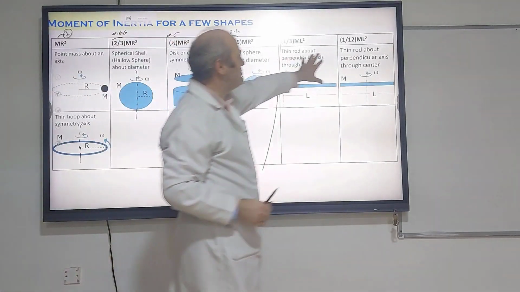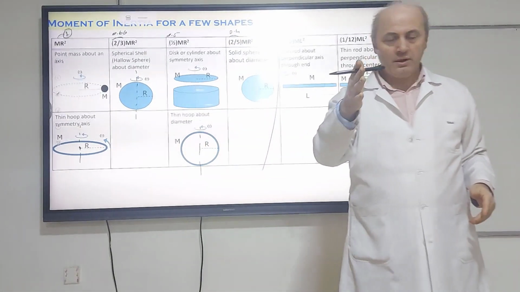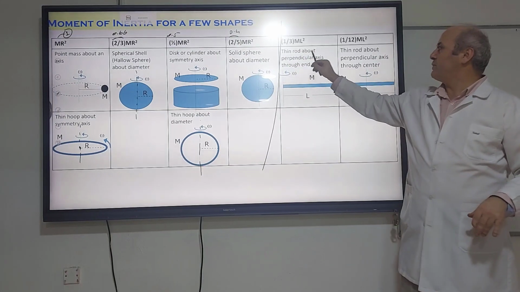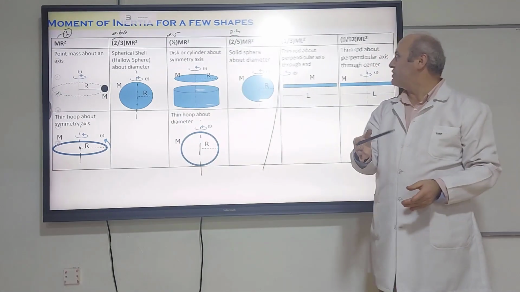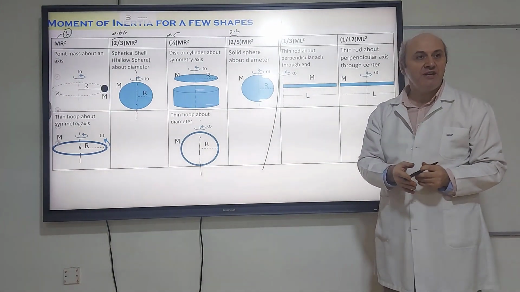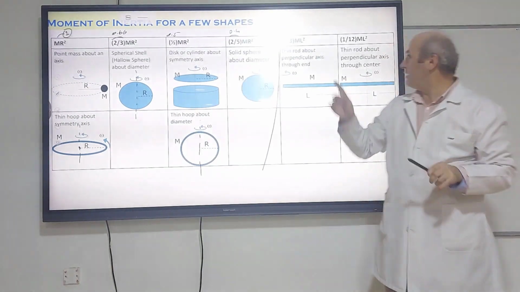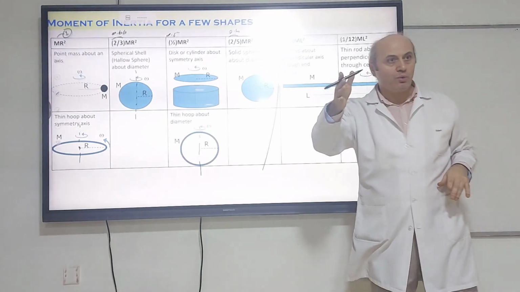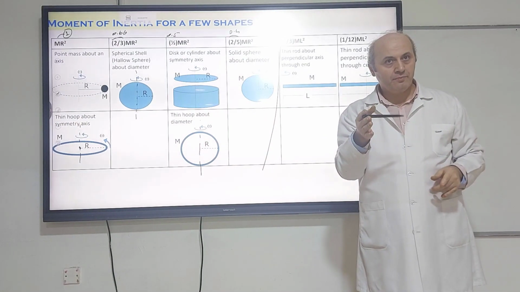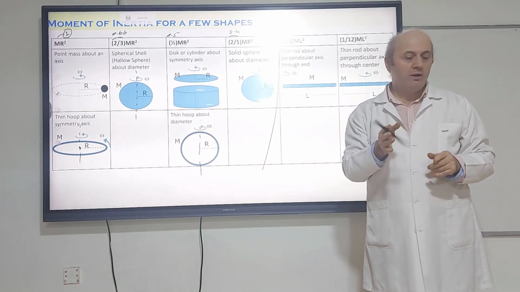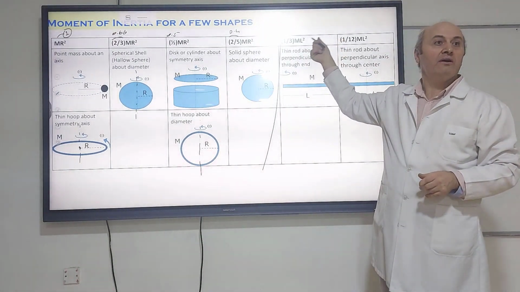And we also have a few more shapes in the book. One is a thin rod, like a pen. The first one is a thin rod about a perpendicular axis through the end. You are going to rotate it from the end in this case. Moment of inertia is going to be 1/3 ML squared, where M is the mass of the pen or rod and L is the length of the rod. And the other one is 1/12 ML squared, with the mass of the rod and length of the rod. As you see, this one is harder, 1/3, and this is 1/12. How many times harder? 4 times.